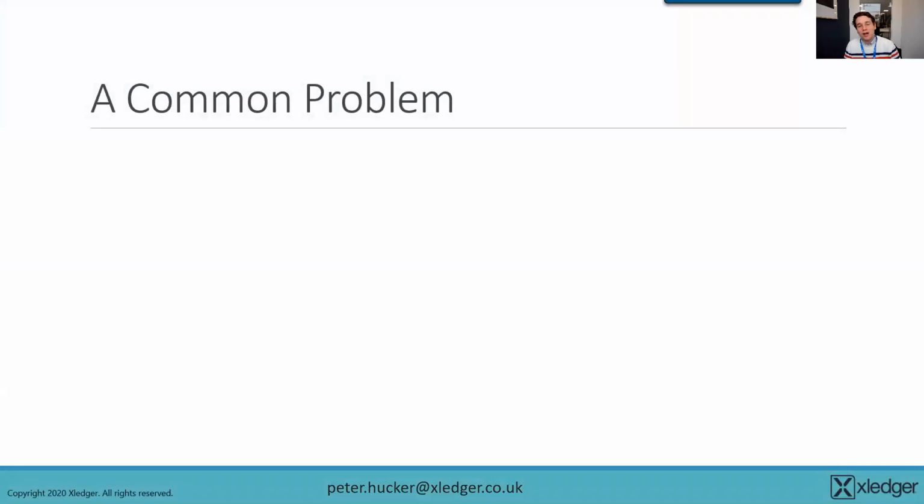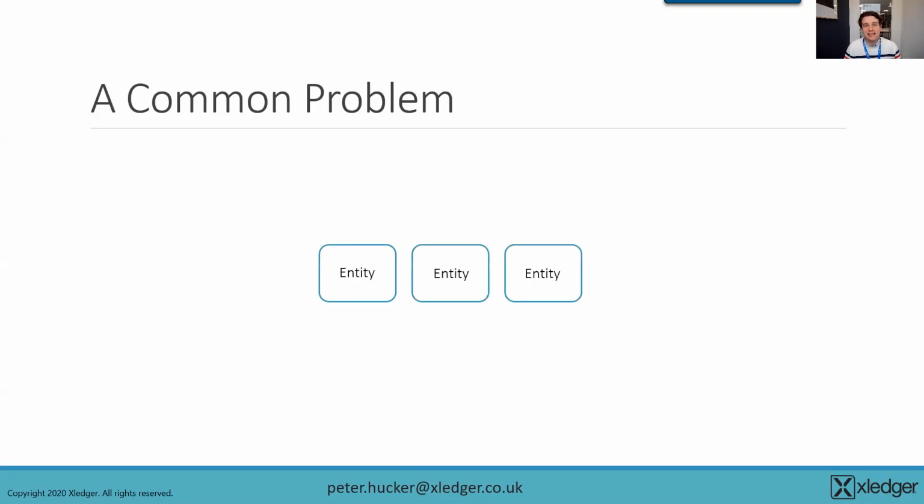So firstly, a common problem. In traditional accounting software, each client or statutory entity of that client has to be set up as an individual instance in that software. Now, as a multi-entity organization or as a business process outsourcer, one of the things we're trying to do is to leverage economies of scale. But sometimes our finance systems actually prevent us from doing that.